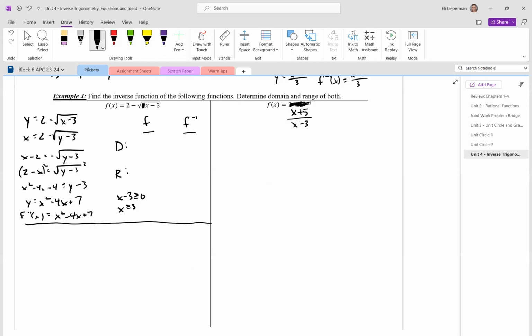Did anyone else already have that? Did anyone not use algebra to do that? Just figured it out by looking at it? Yeah, that's called intuition, and that's great. Please don't lose your intuition and your natural sense of math. But when that fails, please remember to use algebra to help.